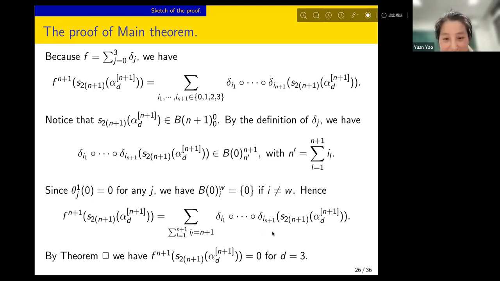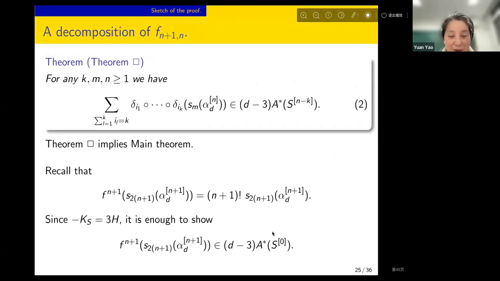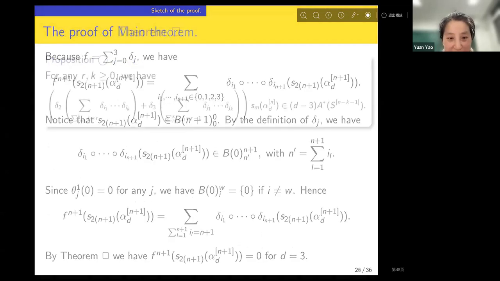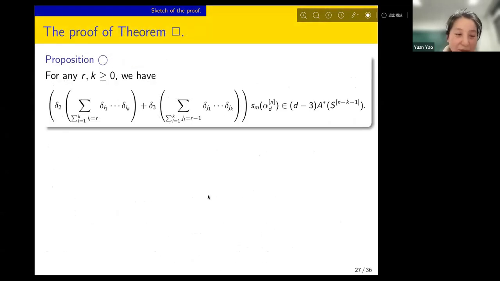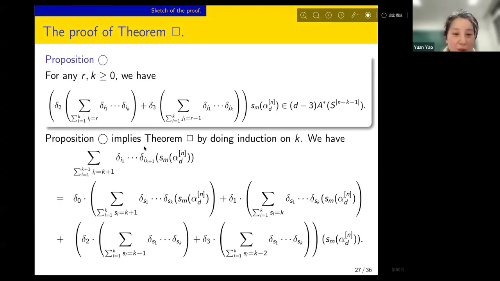But still, to prove this theorem, we need to do something still very complicated. So we have theta 0, theta 1, theta 2, theta 3, and we have this proposition. This proposition implies our theorem. By doing induction on K, it's easy to check when K equals 1 or 2, maybe. So if you have this term, you write it down.